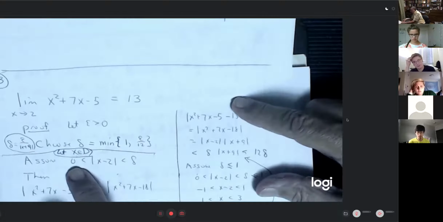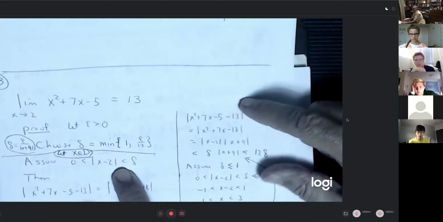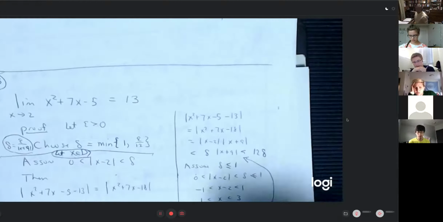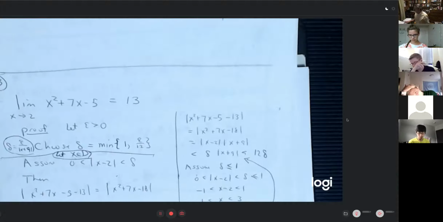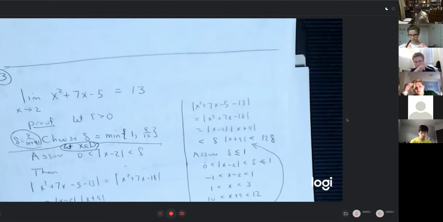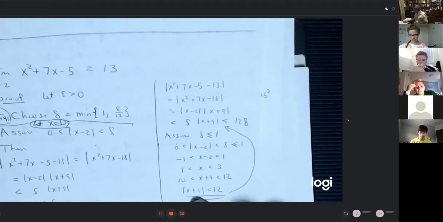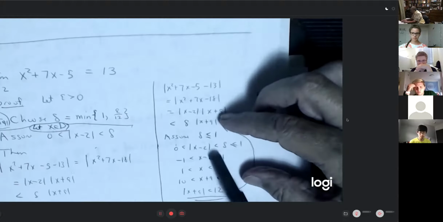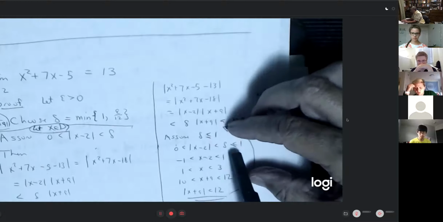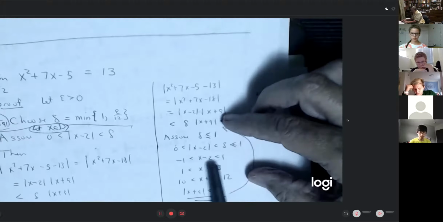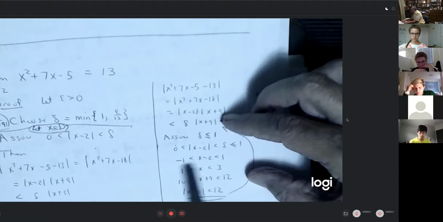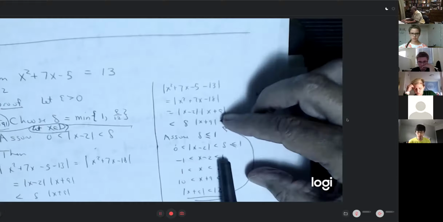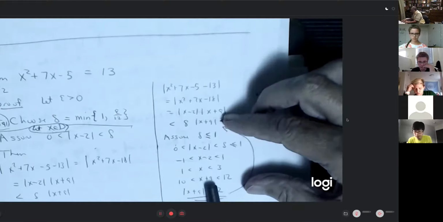Namely, what did you do with the 10? I'm sorry? What did you do with the 10? I'm lost. 10 is less than x plus 9. Yes. What happened to the 10? If I make delta less than 1, when |x minus 2| is less than 1, I get this. If I would add 11 to everybody, I would get 10 is less than x plus 9 is less than 12.